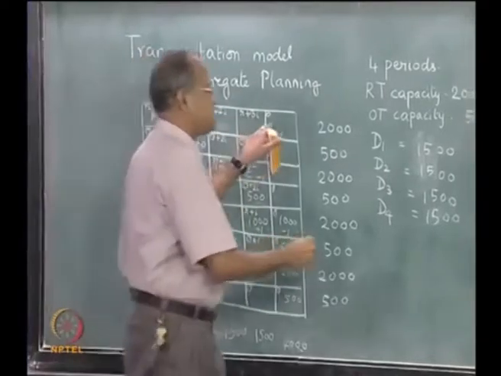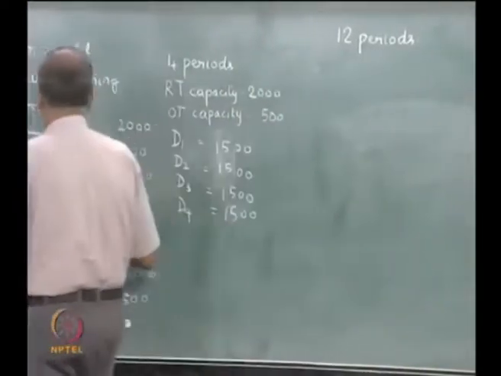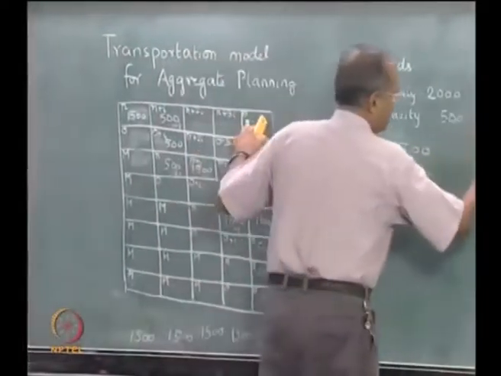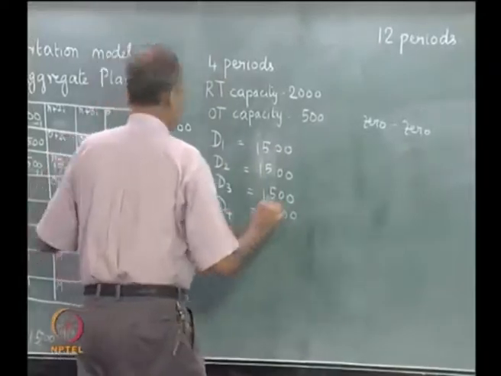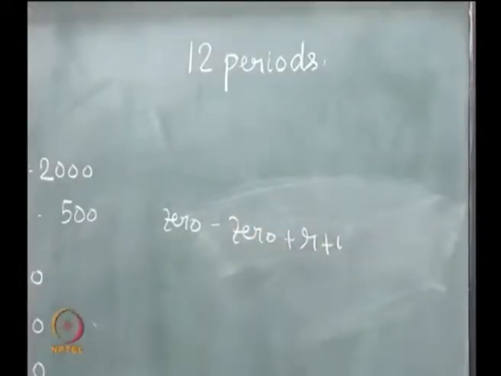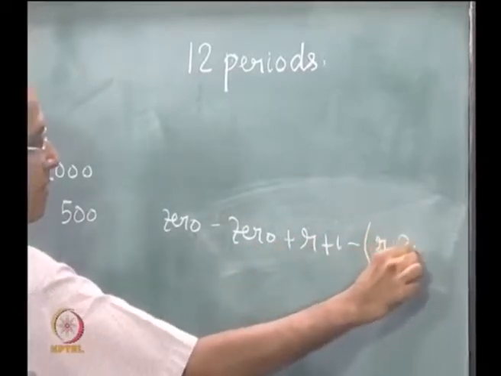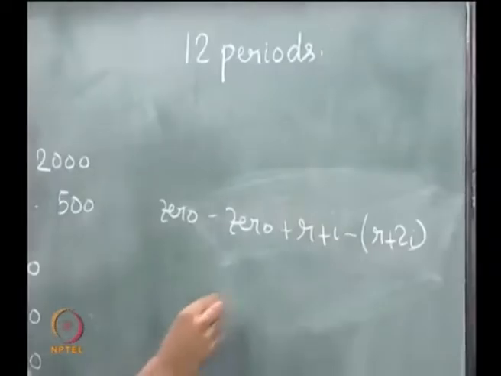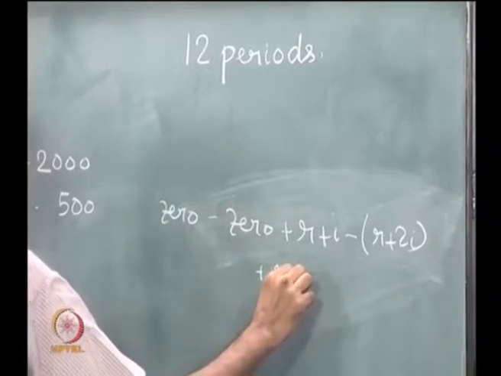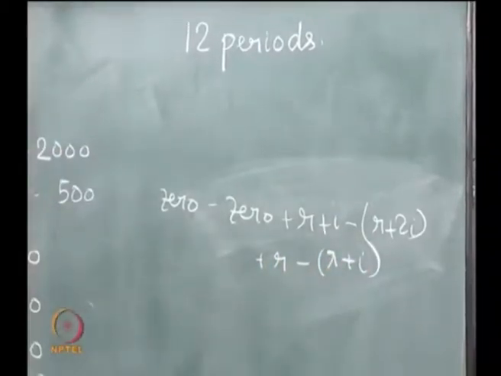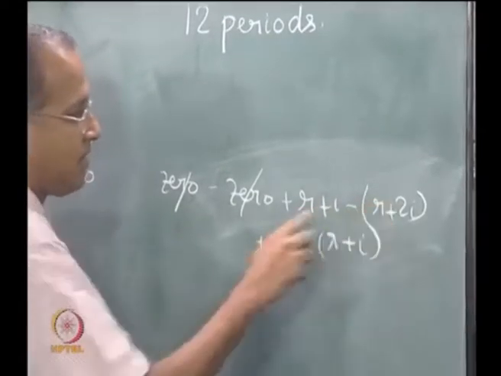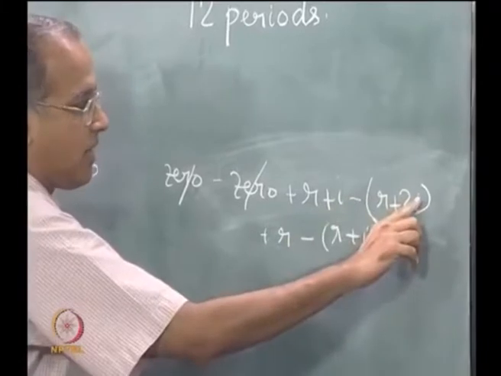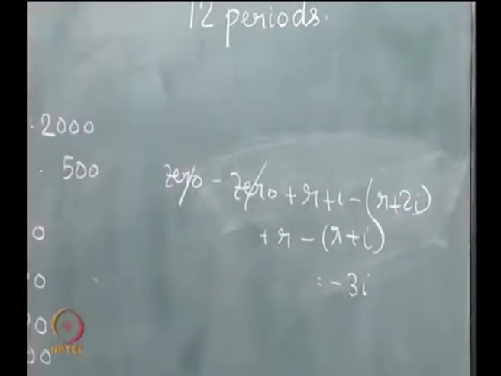Now, the net will be plus 0, here I have to be very careful because some values involve 0, some values involve O. So, I am going to write it as plus 0 minus 0 plus r plus I minus r plus 2I plus r minus r plus I. So, r minus r plus r minus r is 0, I minus 2I minus I is minus 3I. So, this gives us a non-zero value.